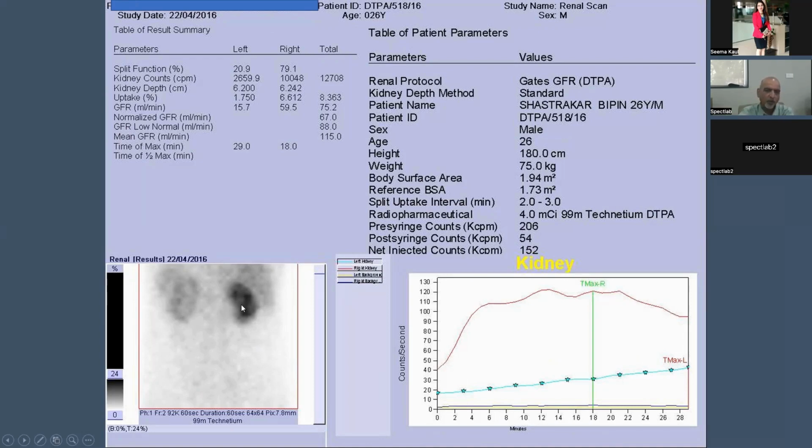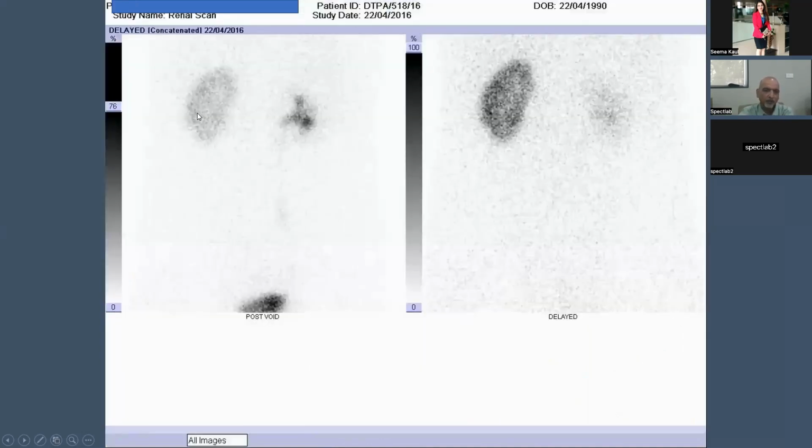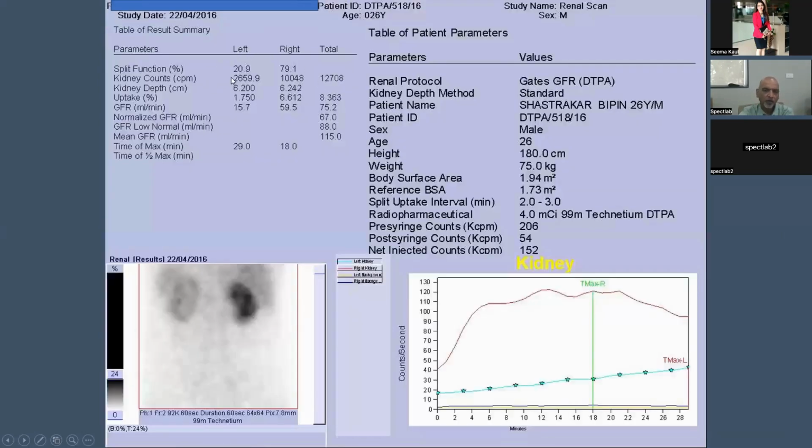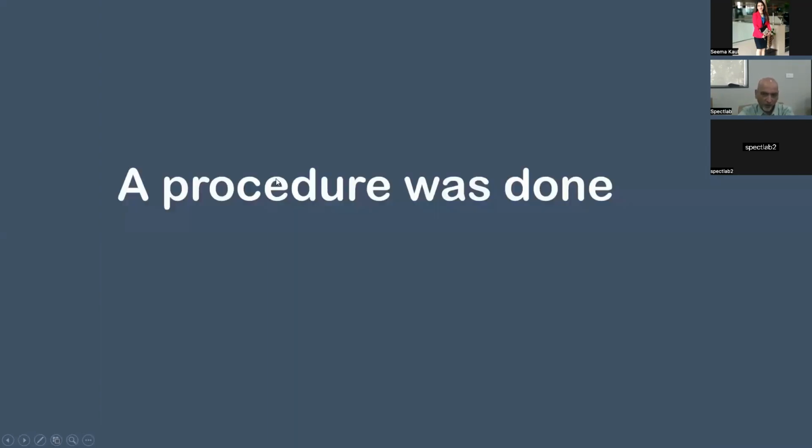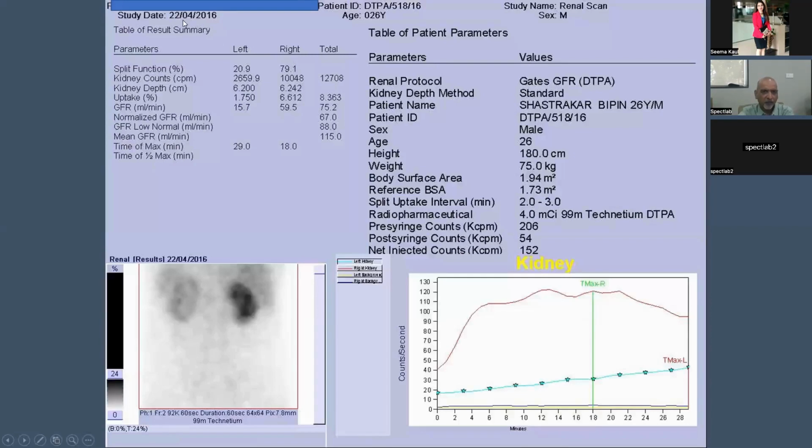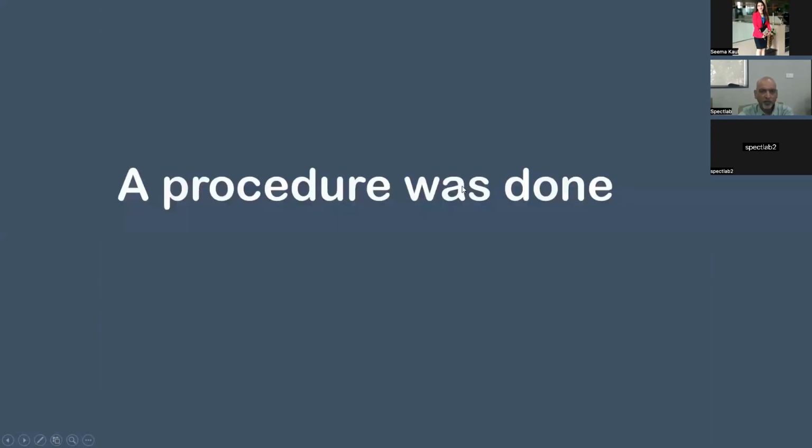So in such patients, you acquire a delayed image, post-void and delayed. There is progressive accumulation in the left kidney, which means it's obstructed. The right kidney, which shows some hold up here, drains out completely. So this is an unobstructed right side and an obstructed system on the left with a compromised function of hardly 20%. A procedure was performed.